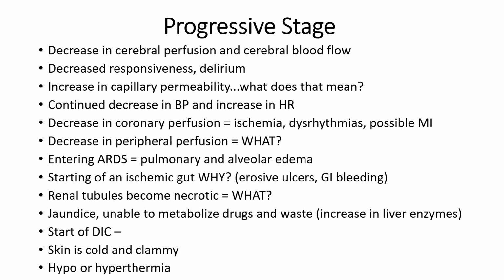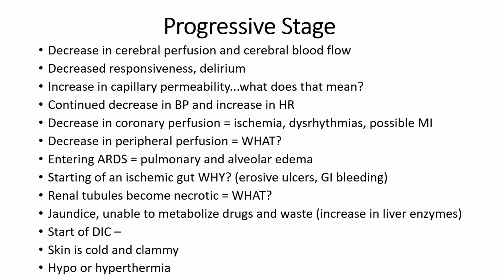We're going to start to see an ischemic gut, okay? We're going to start to see erosive ulcers. We're going to start to see GI bleeding. We have a paralytic ileus. We have hardly any perfusion going on to our gut because really it's not as important as our heart and our brain. But what happens when we don't have proper oxygenation and perfusion to our gut is we end up with ulcers, we end up with GI bleeding and an ischemic gut, okay?